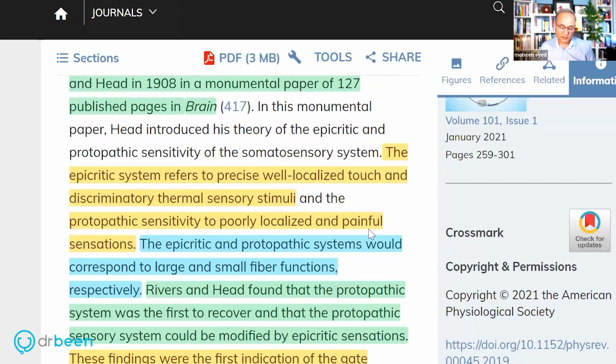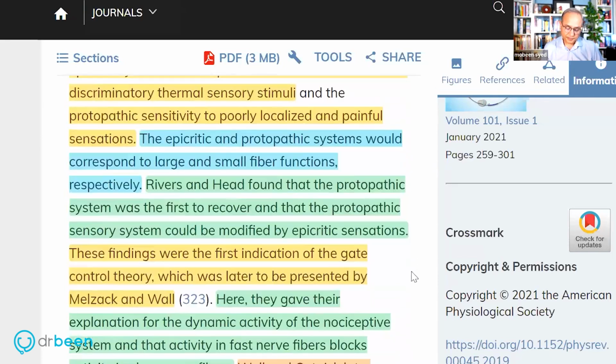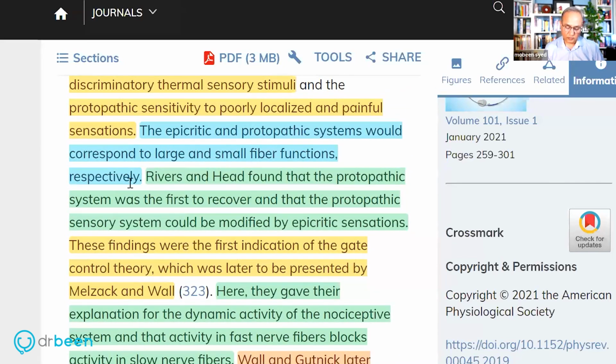They said the epicritic system refers to precise, well-localized touch and discriminatory thermal sense, and the protopathic system to poorly localized and painful sensation. Today we say large fiber and small fiber. Large fiber senses, for example, touch, pressure, deep pressure, vibration, proprioception, these are large diameter nerve fibers and they go very fast. And pain and temperature are carried by small diameter nerve fibers, so they are kind of dull and more diffuse, less precise. So they called them epicritic and protopathic at that time. Of course, now we have changed that. The epicritic and protopathic systems would correspond to large and small fiber functions.